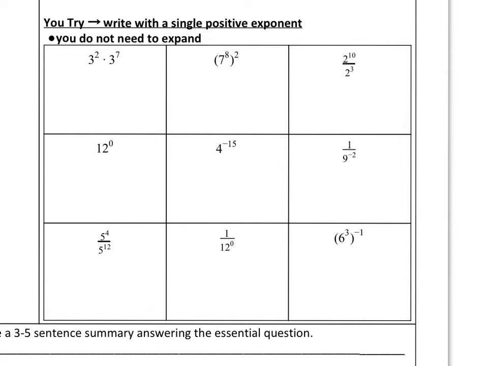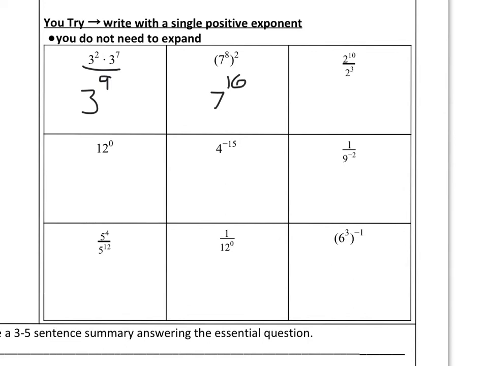Here we have 3 squared times 3 to the 7th, so we're multiplying this. We have 2 3s and 7 3s. That's going to be a total of 3 to the 9th power, 2 plus 7. Next one, we have 7 to the 8th to the 2nd. This is a power of a power, meaning we have 2 groups of 8. 8 times 2 is going to be 16. This is going to be 7 to the 16th power.